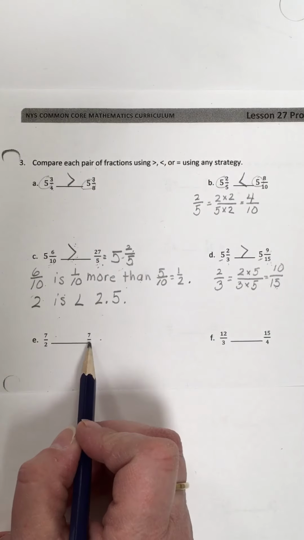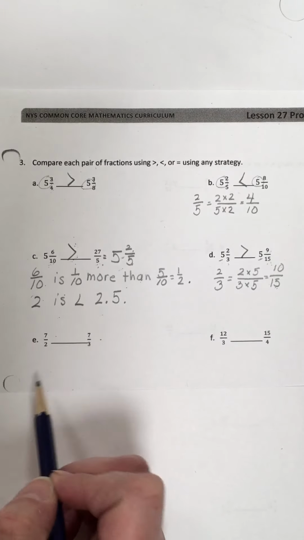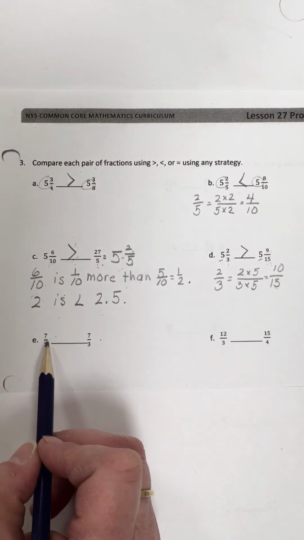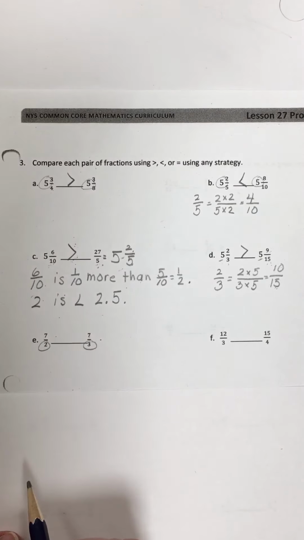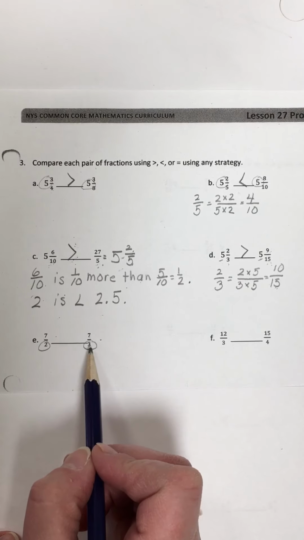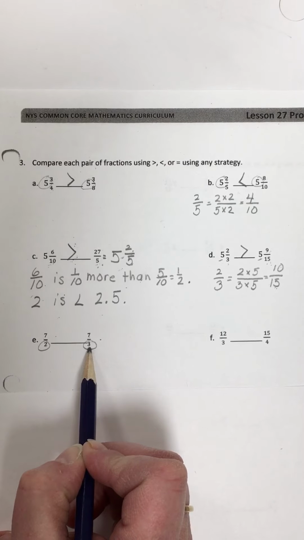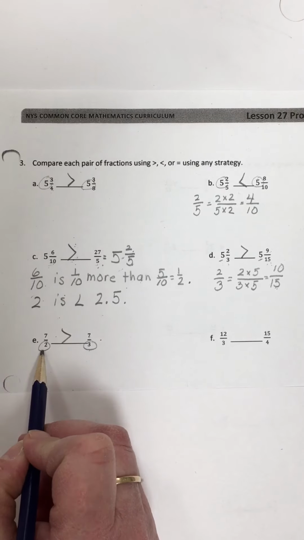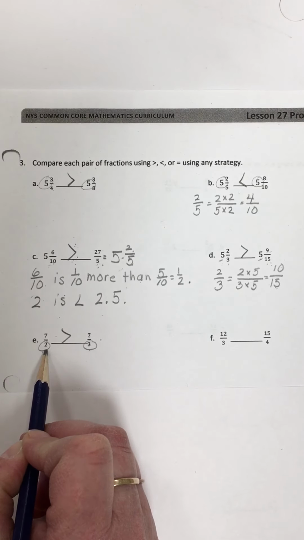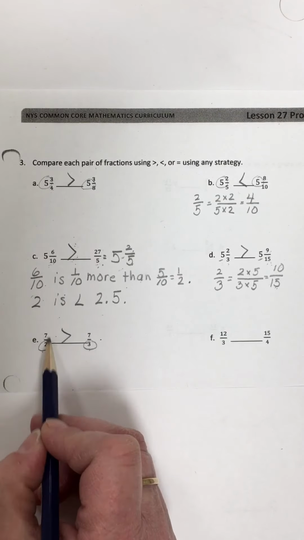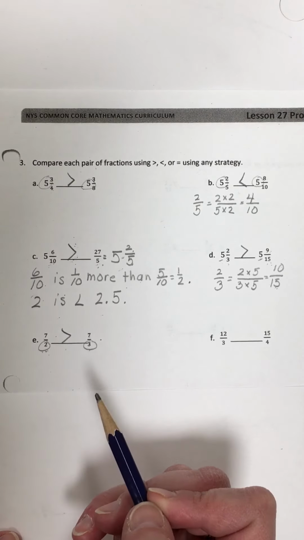E, they're both improper fractions, but they have the same numerators. So I can use my rule. When the numerators are the same, look at the denominators. The bigger the denominator, that would be 3, the smaller the piece. So I would rather share with 2 people than 3. I would get more of that brownie in that pan. Therefore, 7/2 is greater than 7/3.